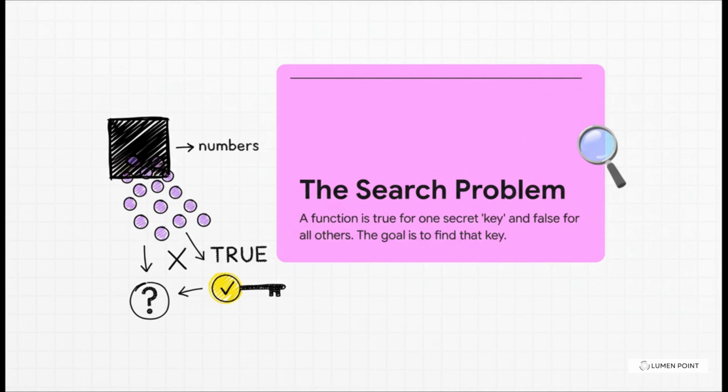Imagine you've got this digital lock, maybe with 1 trillion possible combinations. You can punch in any combination you want, and a machine just tells you yes or no. Every single one gets a no, except for one secret key that gets a yes. And your job? Find that one key. The only tool you have is to just try them one by one.